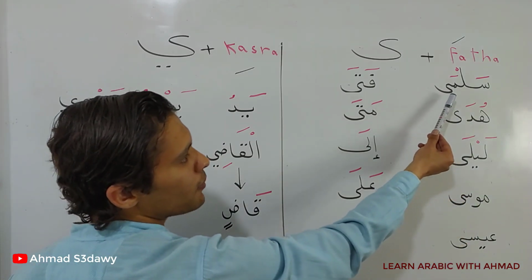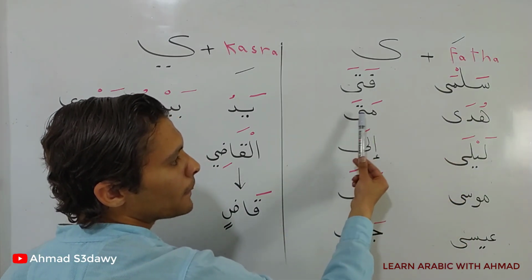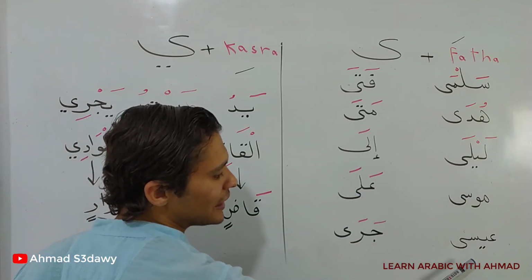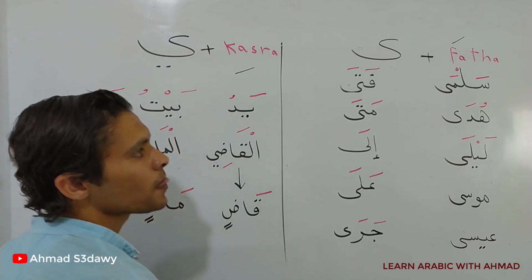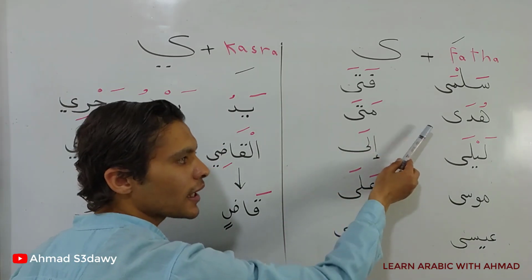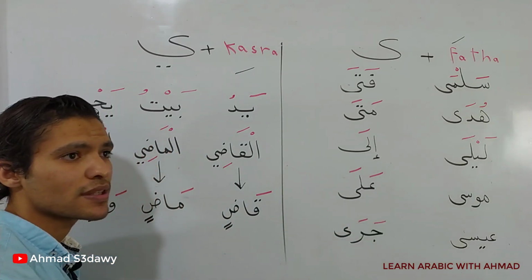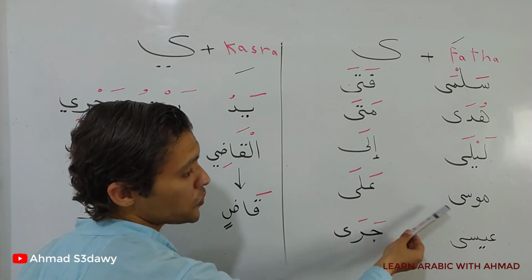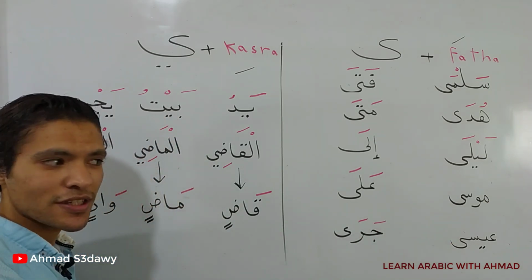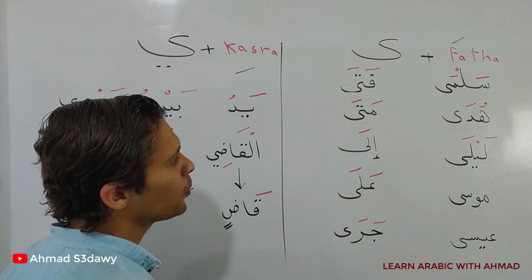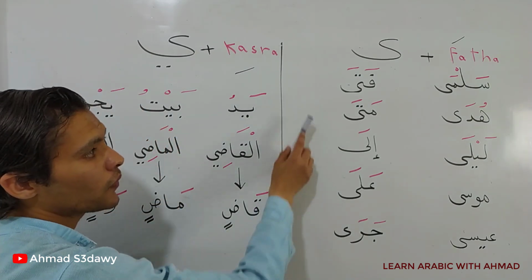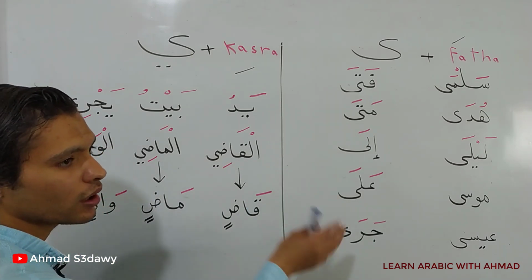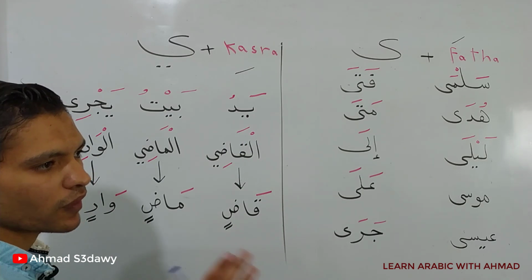So you say Salma, Fata, Huda, Mata, Layla, Ila, Musa, Ala, Isa, Jara, and so on. Salma is a name of a girl, Huda, a name of a girl, and Huda also means guidance. Okay, Layla, a name of a girl, Musa, Moses, of course, Isa, like Jesus, of course, Fata, like a young boy or a young man, like youth, Mata, like when, Ila, to, Ala, on, Jara, ran. Okay, the past of run, ran.